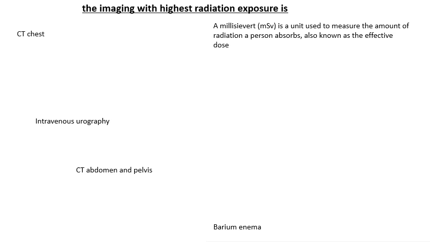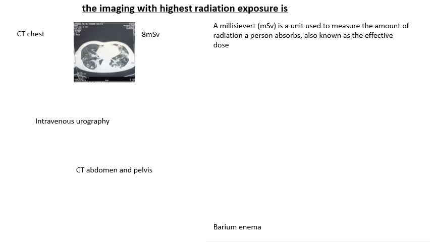So the next question is the imaging with the highest radiation exposure. It is measured in millisievert. It is a unit used to measure the amount of radiation a person absorbs, also known as the effective dose. So now, which modality gives the highest radiation exposure? Is it CT chest, intravenous urogram, CT abdomen and pelvis, or a barium enema? For that, you must know the amount of radiation exposure in each imaging. Let's have a look.